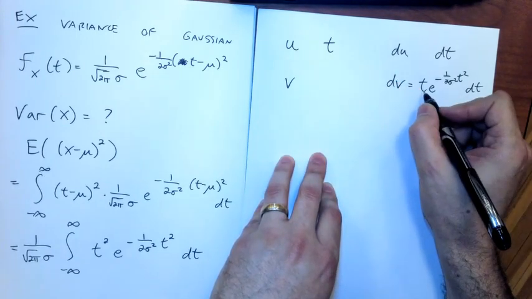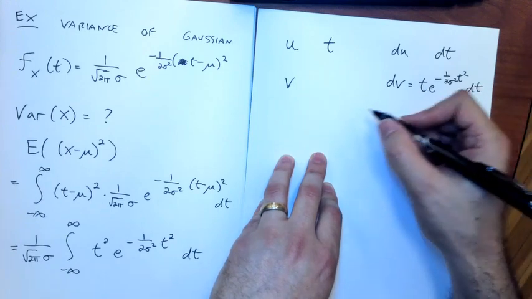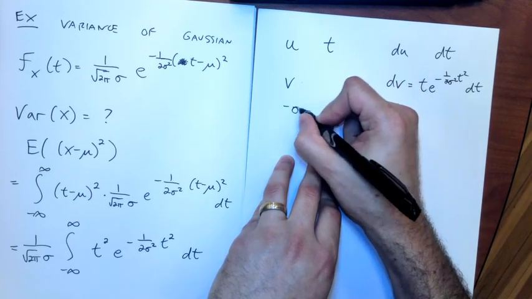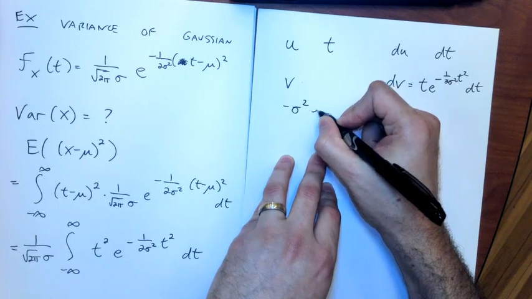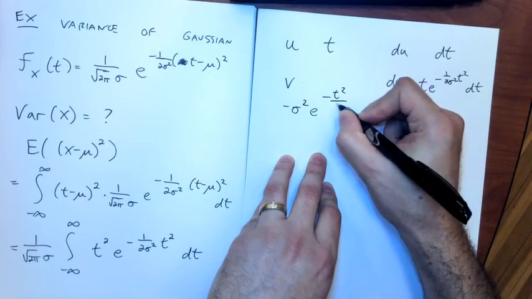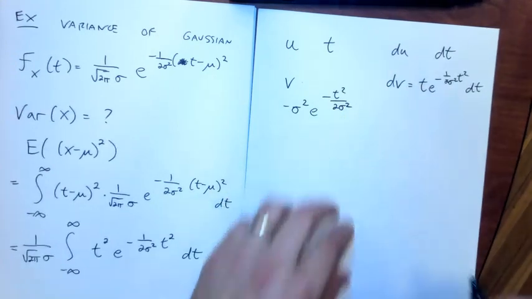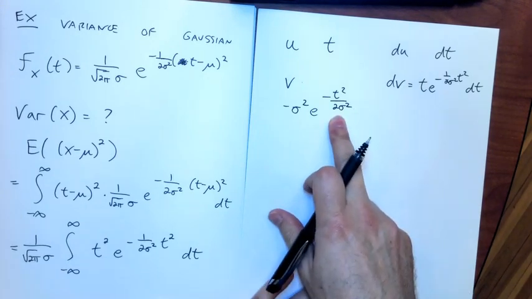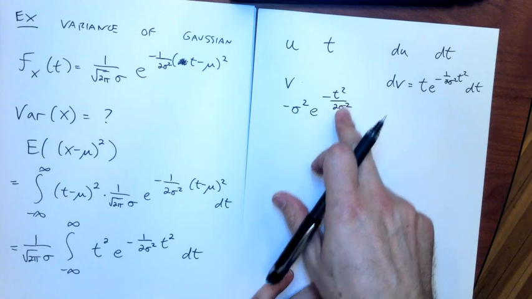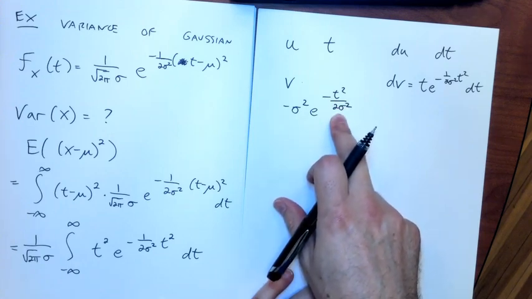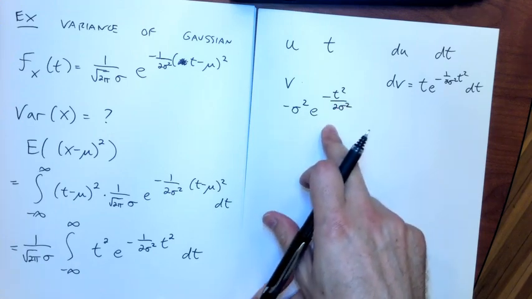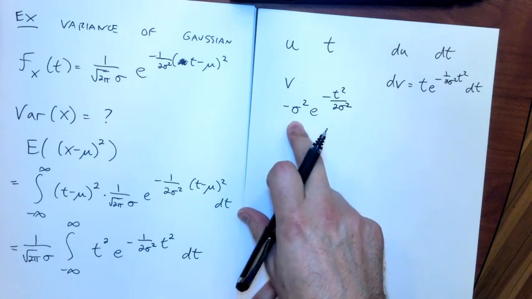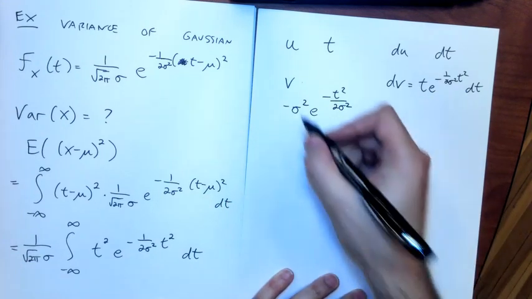So I've got the t that I need. I think the v is going to be minus sigma squared e to the minus t squared over 2 sigma squared. Let's make sure that's true. Well, the derivative of this with respect to t is going to be 2t over 2 sigma squared. So I'm going to basically have the 2's canceling out. I need to get rid of the sigma squared, and I get the t. Okay, that should be okay.